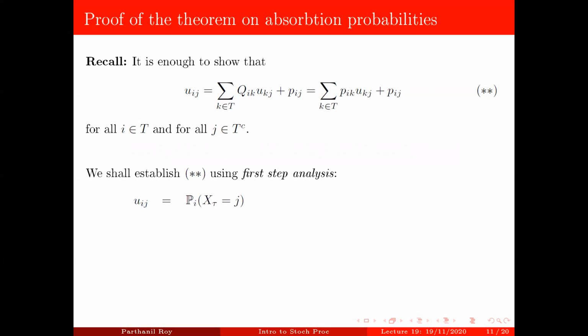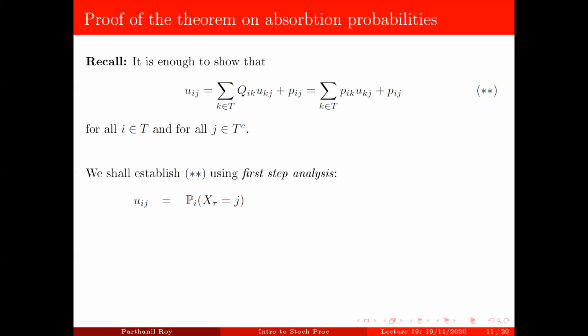So remember that Uij, where i is a transient state and j is a recurrent state, is the probability that the Markov chain starting at i exits the set T, which is the set of all transient states, because of hitting the state j. So in other words, the Markov chain starting at i first hits a recurrent state at j. This is the probability.